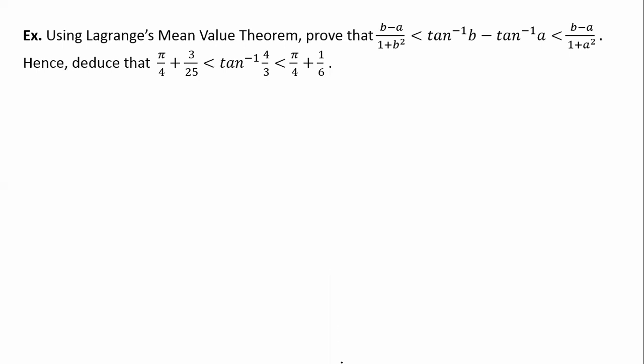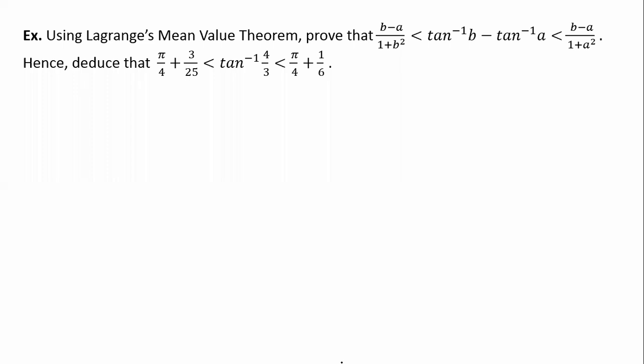So listen carefully now. Using Lagrange's mean value theorem, prove that (b - a)/(1 + b²) is less than tan inverse of b minus tan inverse of a, which is less than (b - a)/(1 + a²). Hence, deduce that pi/4 + 3/25 is less than tan inverse of 4/3, and tan inverse of 4/3 is less than pi/4 + 1/6.